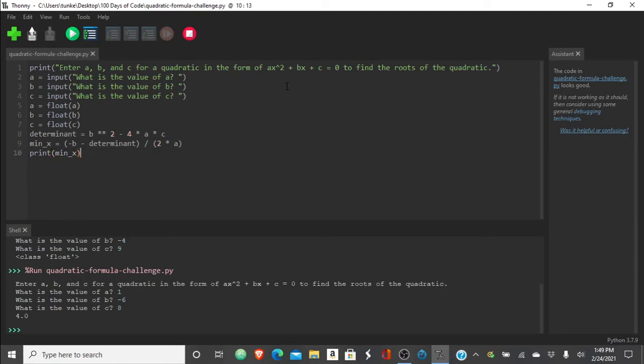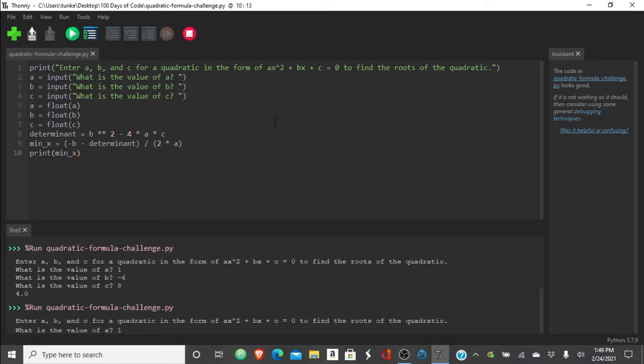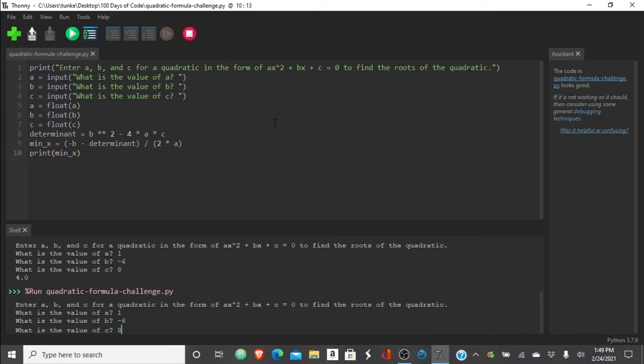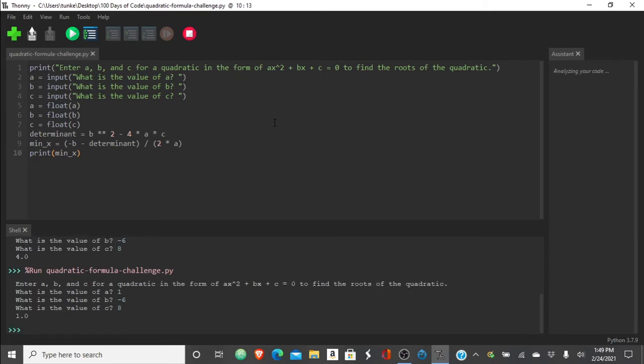Okay, and we'll hit Control S to save, and we'll run this. And I'm going to do those same numbers, 1, negative 6, and 8, and we should get a minimum value of 2. And we got 1, so we did something incorrectly. Okay, so we have negative b plus or minus the determinant.